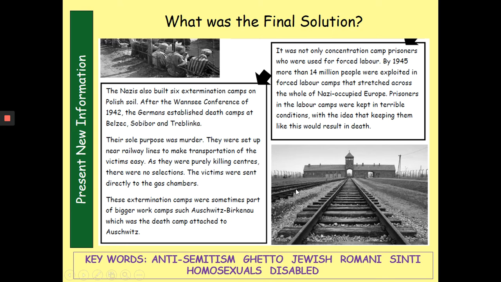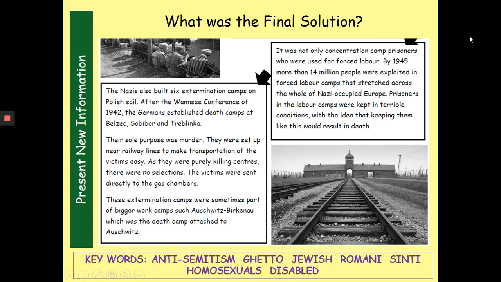So what we're seeing in this bottom right-hand corner, this is Auschwitz-Birkenau. You can see how the railroad tracks lead directly into the camp where the Jewish people would be offloaded, taken to some temporary accommodation, or perhaps straight to the chambers in which they would die. As they were purely killing centres, there were no selections. The victims were sent directly to the gas chambers.